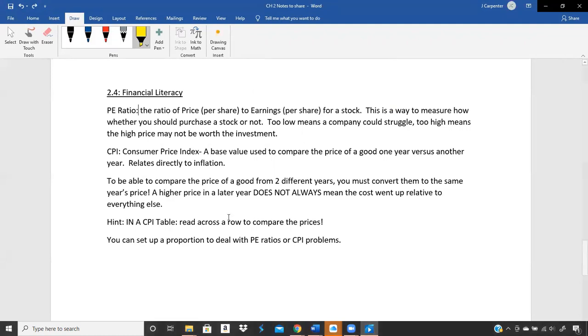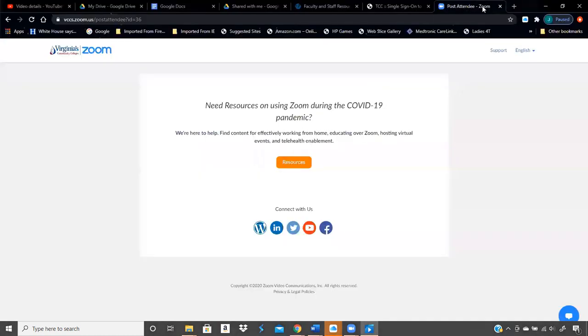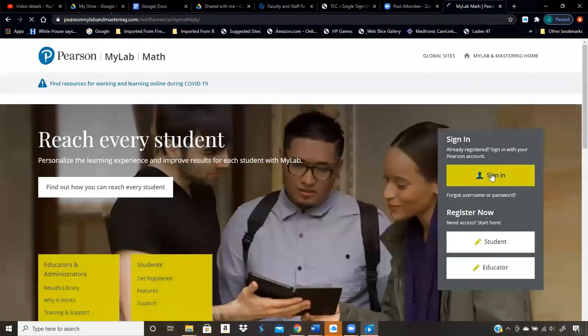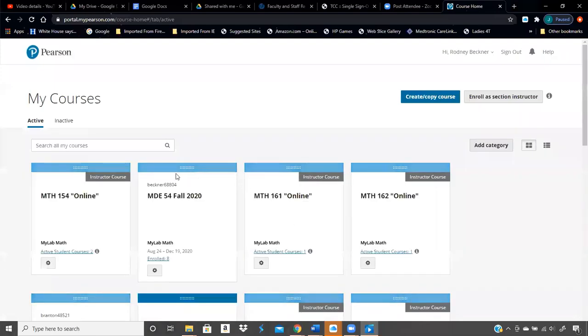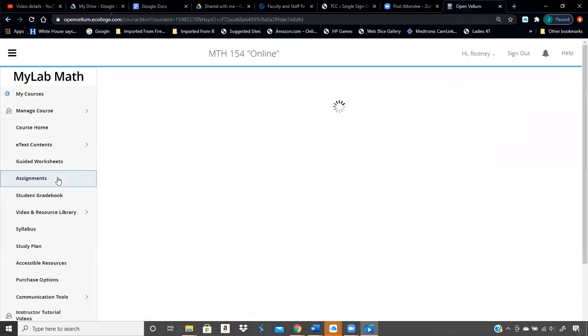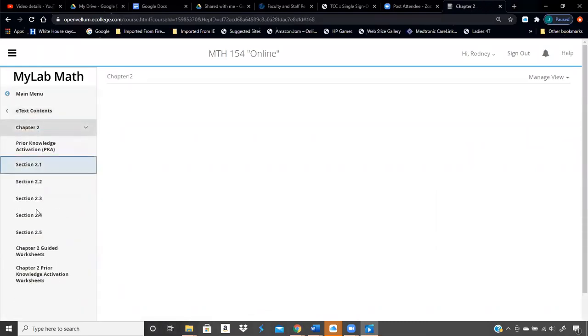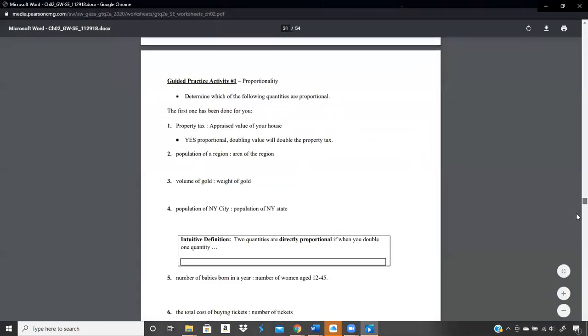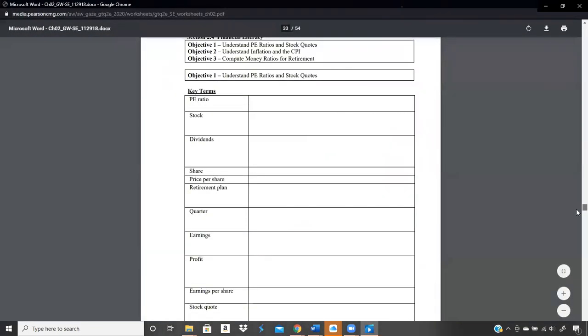Oh no, I didn't pull it up. Let me go ahead and take the time to open this. I need the guided activity. I'm just going to pull from the generic one, not our direct course, e-text, chapter 2, guided worksheets. There we go. And then all the way down to 2.4.